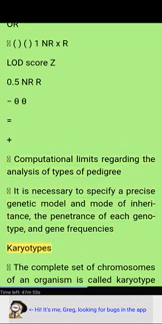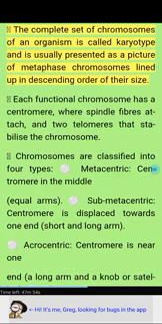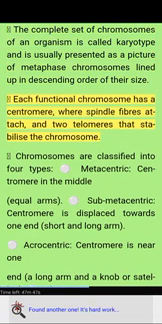Karyotypes. The complete set of chromosomes of an organism is called karyotype and is usually presented as a picture of metaphase chromosomes lined up in descending order of their size. Each functional chromosome has a centromere, where spindle fibers attach, and two telomeres that stabilize the chromosome.